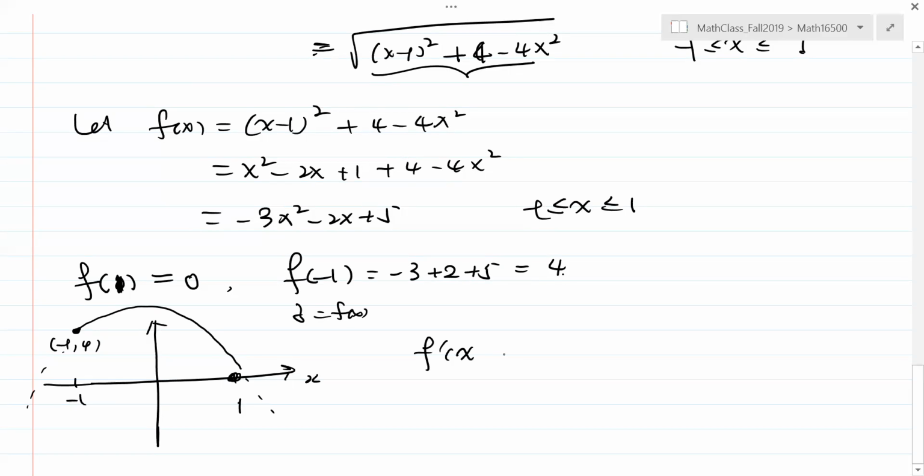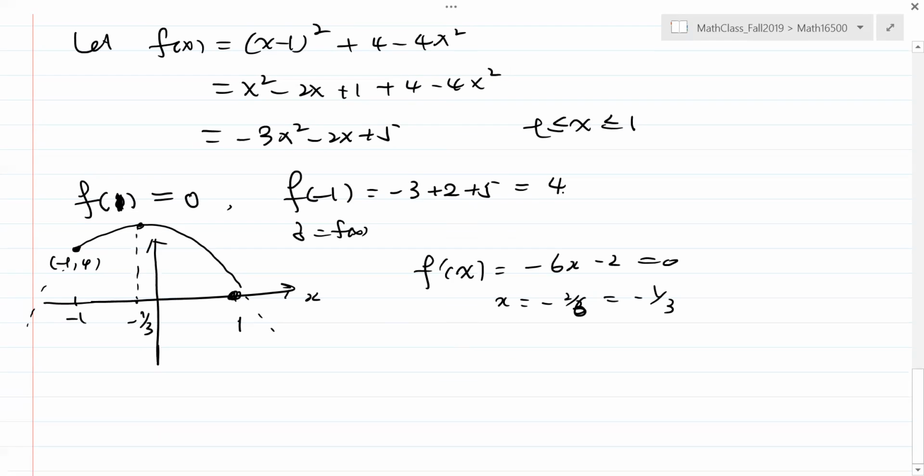When the derivative, which is -6x minus 2, is 0, you get x equals -2 over 6, which is -1/3. So somewhere here, I'm not surprised, this is the critical number. In order to find the absolute maximum value of this f of x, you just need to compare the 3 different values.